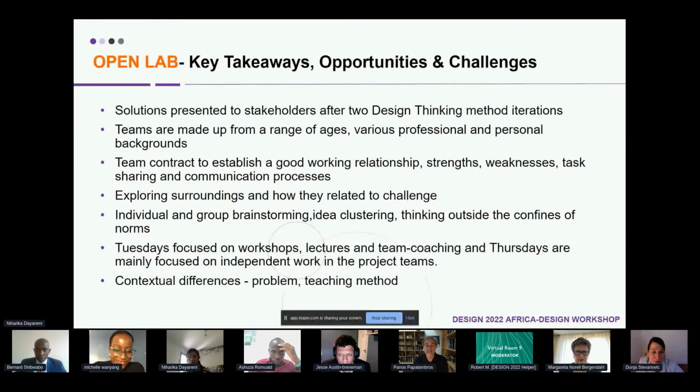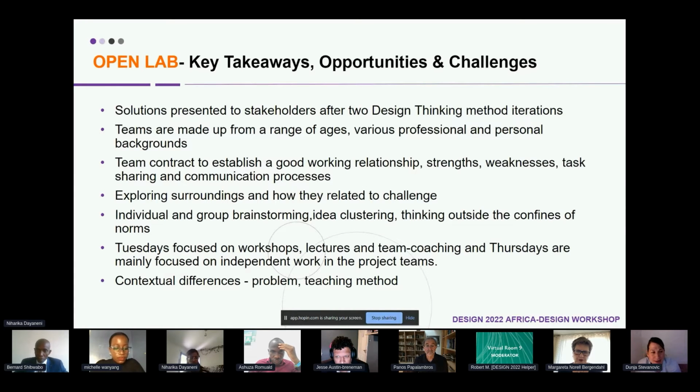Okay, after all of this, the solutions are presented to the stakeholders who presented us with the challenge, or the teams with the challenge, after two design thinking method iterations. So we do the whole process twice and come up with the best solution to present to our challenge givers. The teams in Open Lab are made up from a range of ages and various professional and personal backgrounds. So you can have someone who's 60, as we had in our class, or someone who's 25. Everyone works together from all different parts of the world and all different backgrounds.